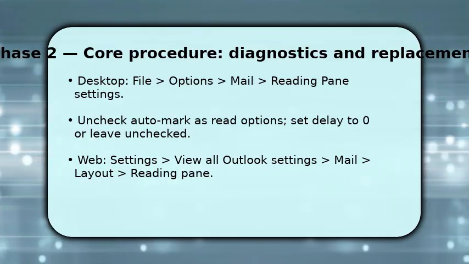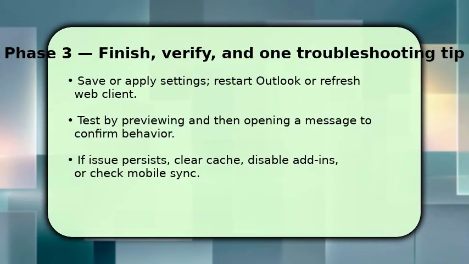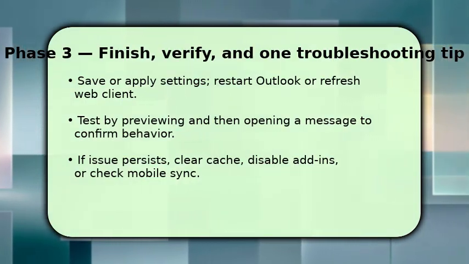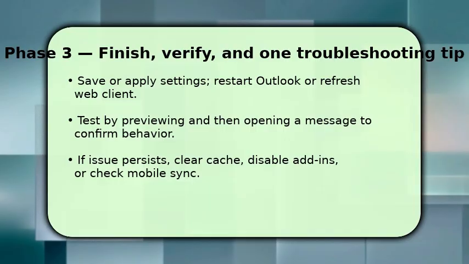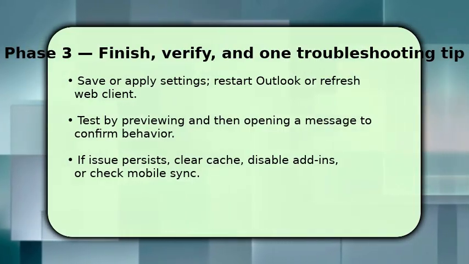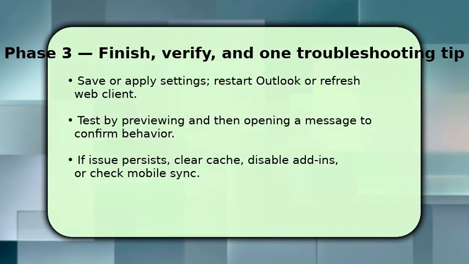You finish by saving and applying the changes, then restart Outlook or refresh the web client to ensure they take effect. Test immediately. Preview a message and then open it. If it stays unread until you explicitly mark it, you're done.